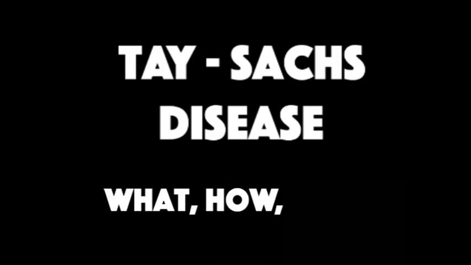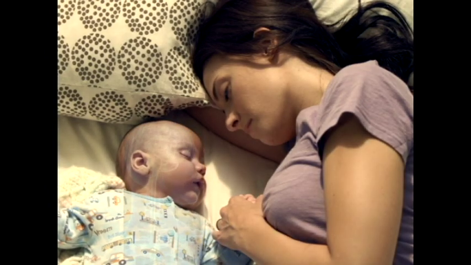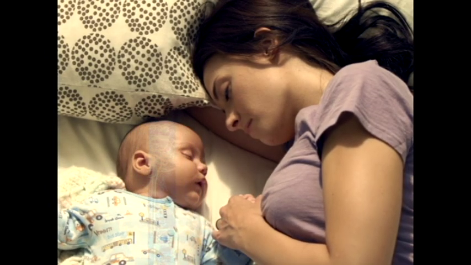Tay Sachs disease. What is it? How does it work? And why is it so deadly? Tay Sachs is a rare inherited disorder that destroys nerve cells in the brain and spinal cord.